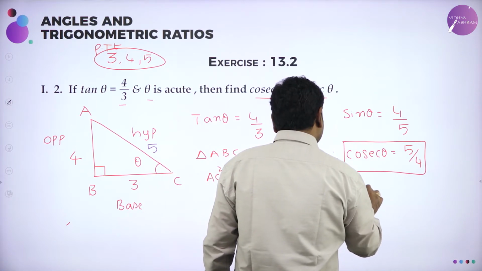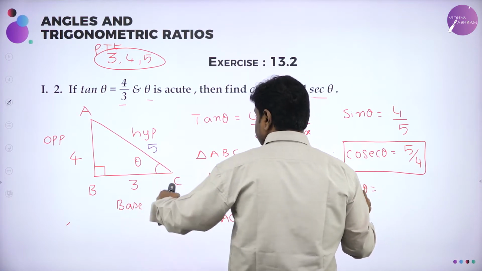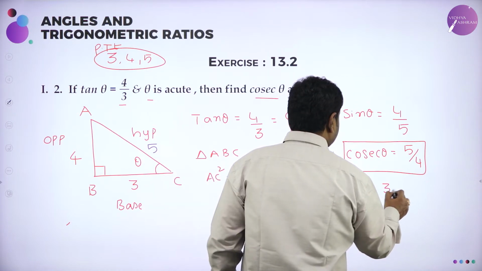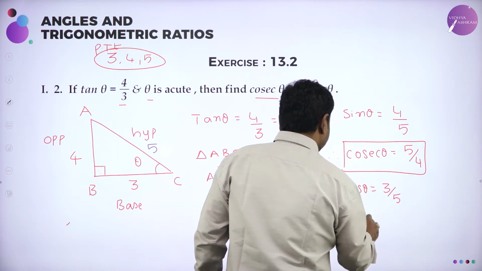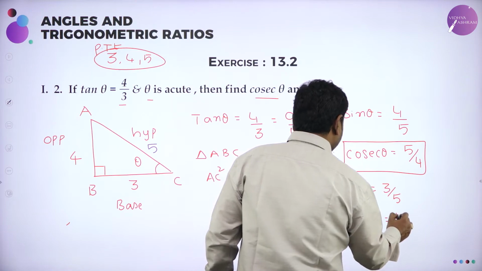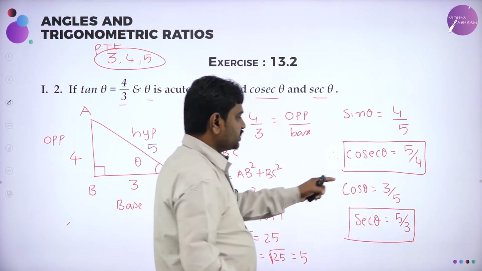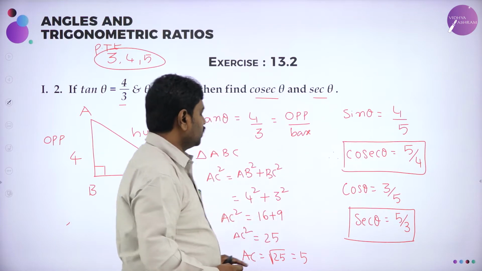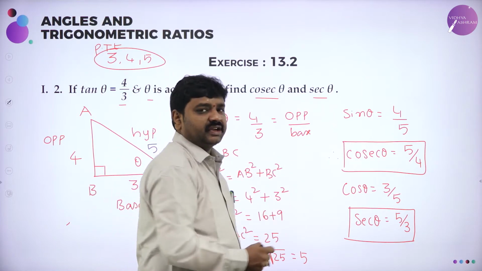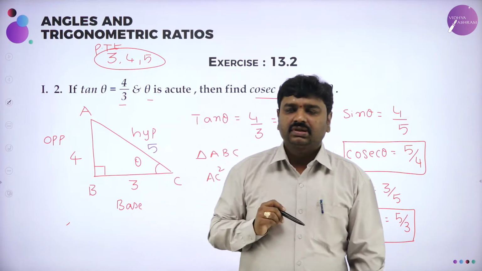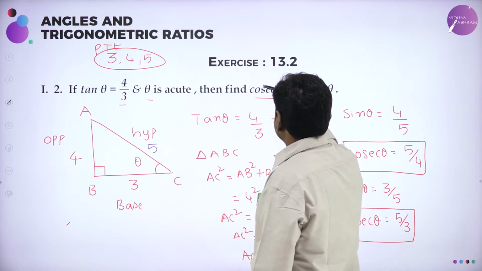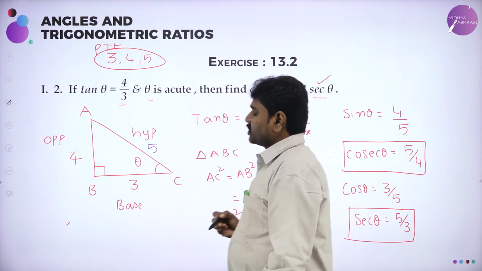And cos theta. What is cos theta? Base by hypotenuse. Base is 3, hypotenuse is 5, 3 by 5. So secant theta is the reciprocal of this. Reciprocal of 3 by 5 is 5 by 3. So they want cosecant theta and secant theta. Cosecant is 5 by 4 and secant is 5 by 3. I hope all of you understood this. We got the value of cosecant and secant.